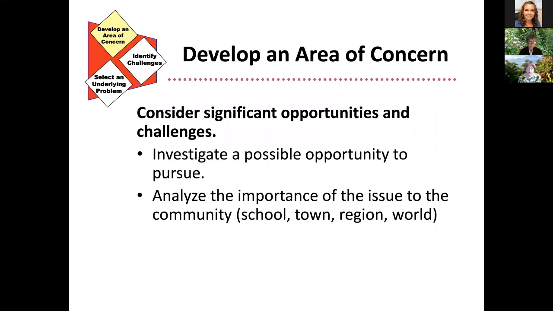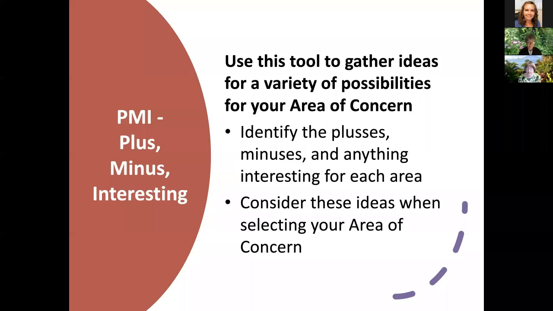Okay, so we're going to start with a couple of tools for developing an area of concern. So this is where students may have multiple ideas, or you need them to look around your school, community, region, and come up with some ideas. But in the end, you need to focus on an area of concern. One tool that we can use to gather ideas and then take a look at them is called PMI, plus, minus, interesting. If you have several areas of concern to consider, this is a great tool for thinking through them.